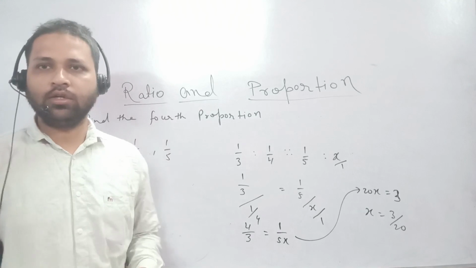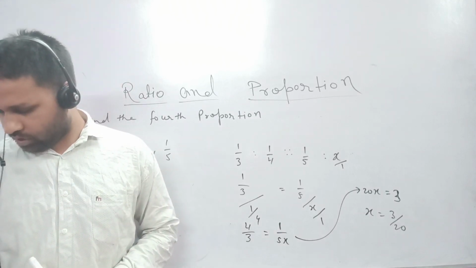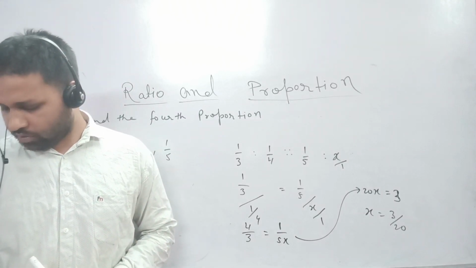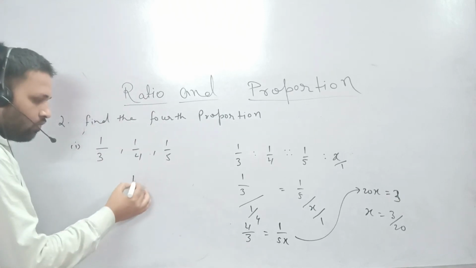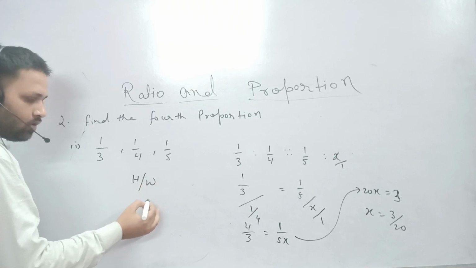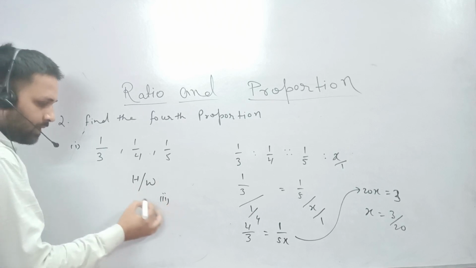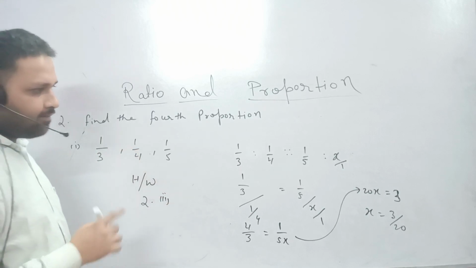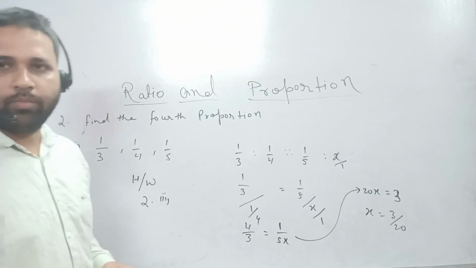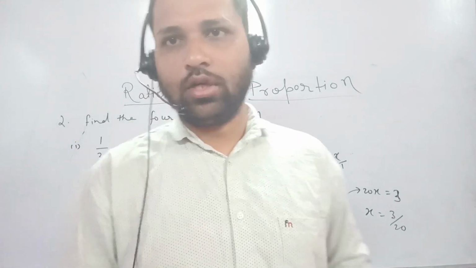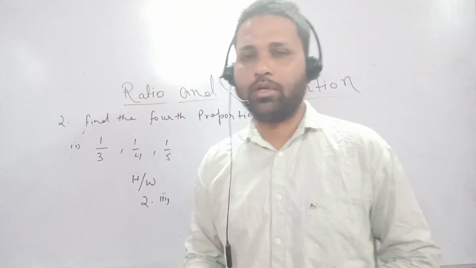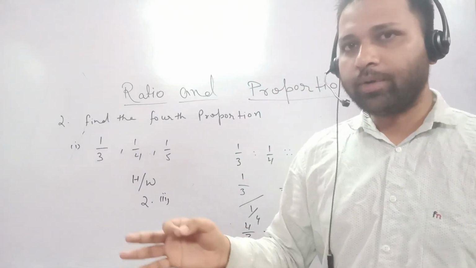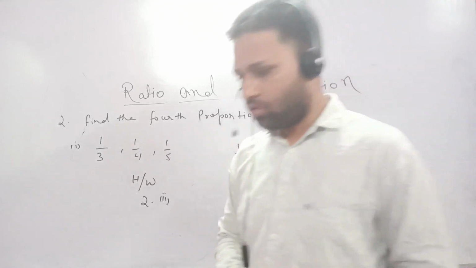Okay, it is clear. Similarly, the second sub-question is homework. Write here: homework for you. You do the homework, question number 2 of 2. I will solve question number 3 because question number 2 is easy, it is in number form. But question number 3 is in variable form, so I will do question number 3.